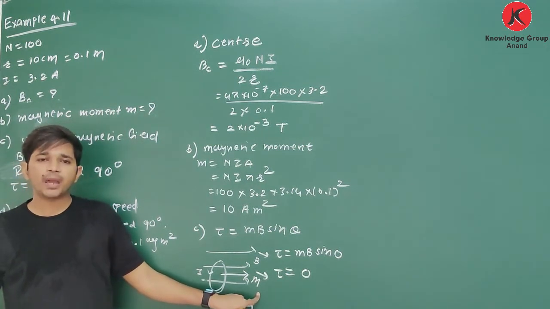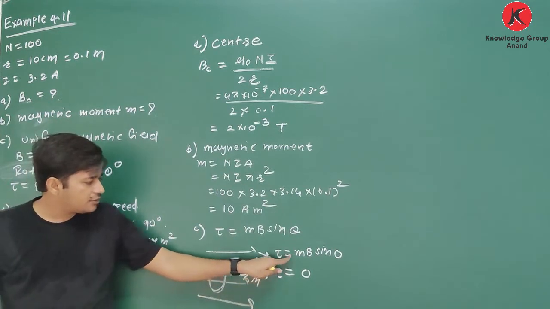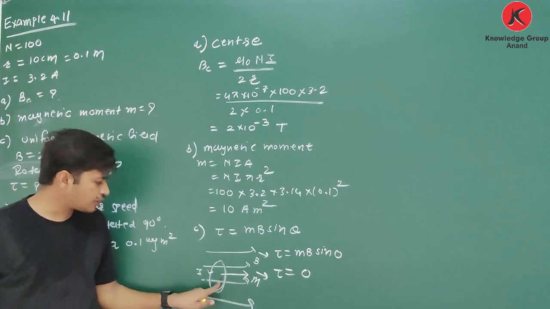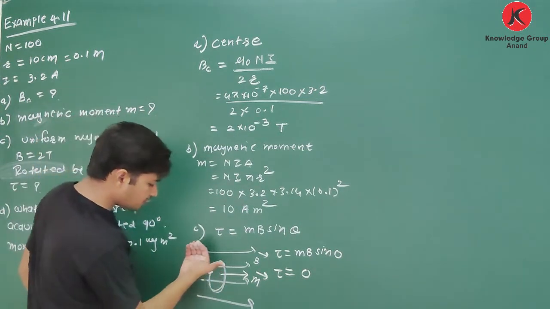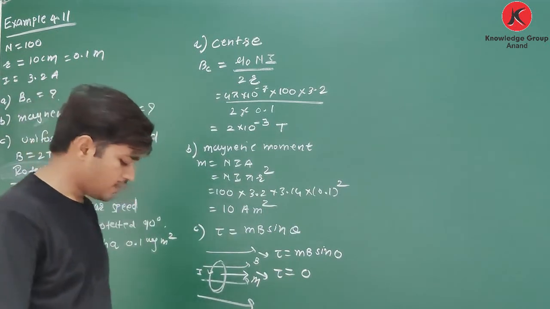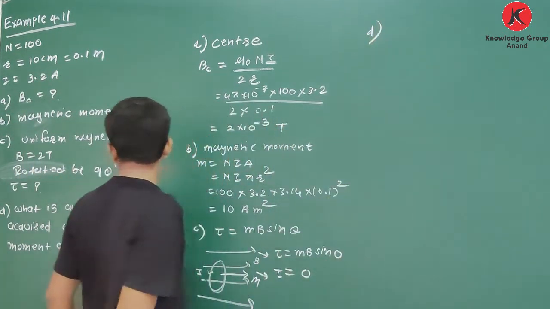Initially the loop is parallel to the magnetic field, then it is rotated by 90 degrees. Then torque tau is equal to NIAB sin theta, where theta is the angle between M and B. How do we find the direction of M? Wrap your fingers in the direction of current, and the thumb gives the direction of the magnetic moment. Okay. Now, question D.